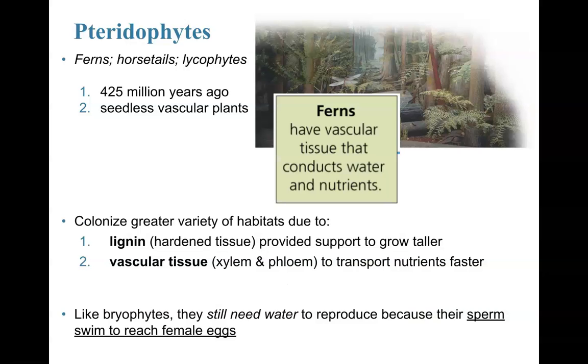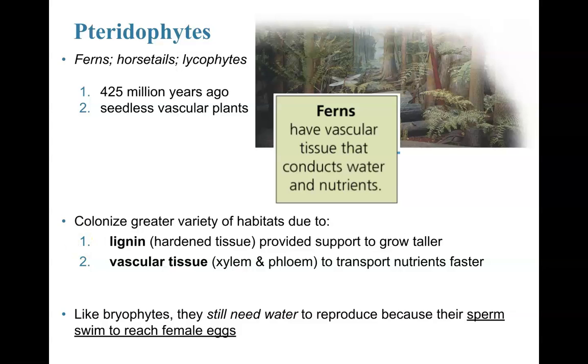Pteridophytes, or ferns, seedless vascular plants is also how you're going to see this, about 425 million years ago, according to our fossil evidence. And they are going to be known as the first event to have lignin. This is hardened tissue that's going to provide support. It helps the plant grow taller. This is going to help provide for that root and shoot type system.